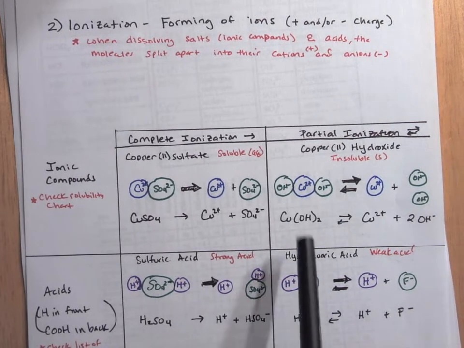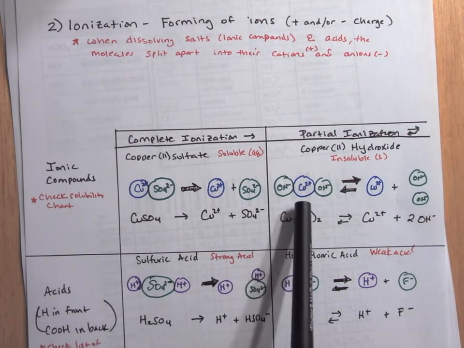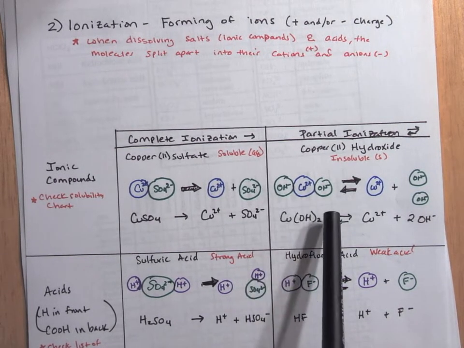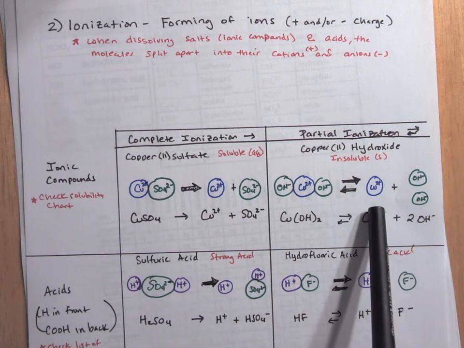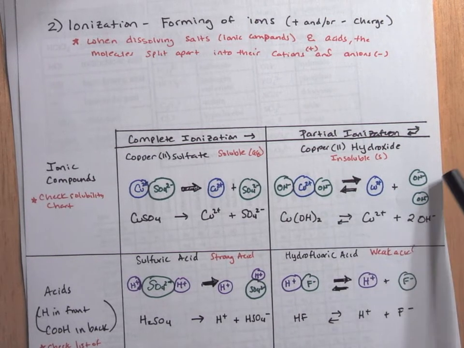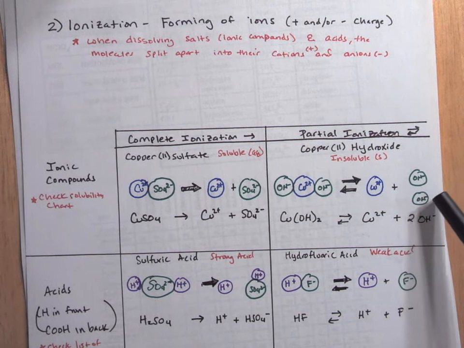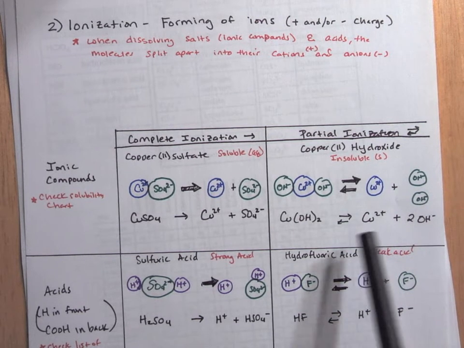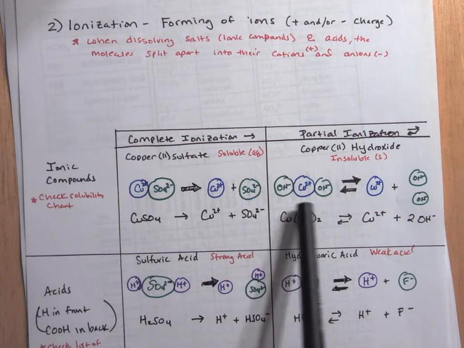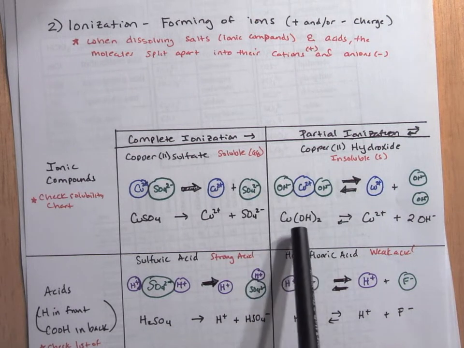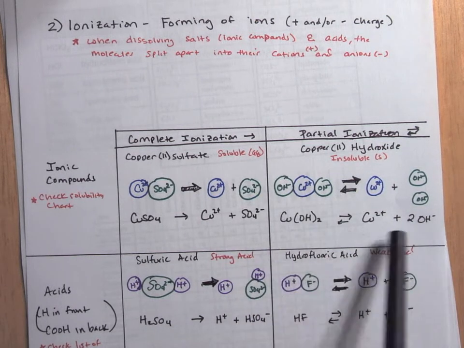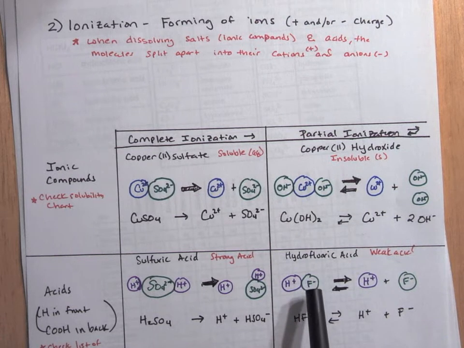On the flip side, copper 2 hydroxide, when you dissolve it in water, some of it will split apart into copper 2 plus and 2 hydroxide ions. But you'll also still have this copper 2 hydroxide molecule in solution. So you're going to have both things in solution. To represent that, we use these double arrows.